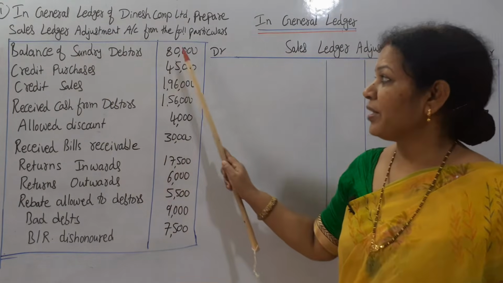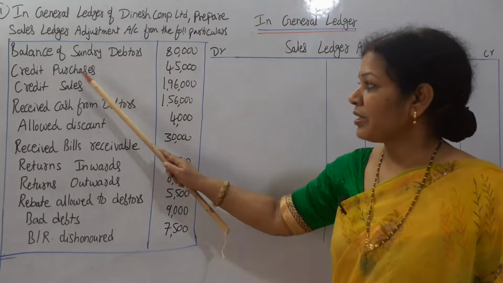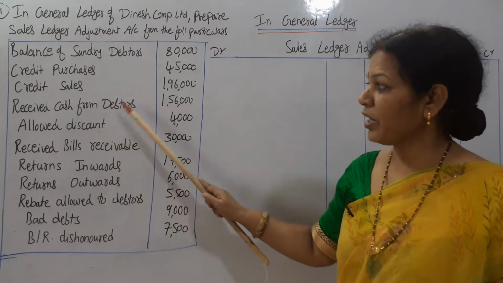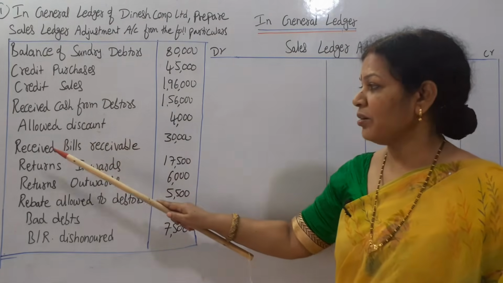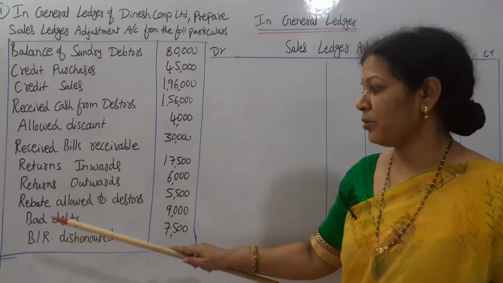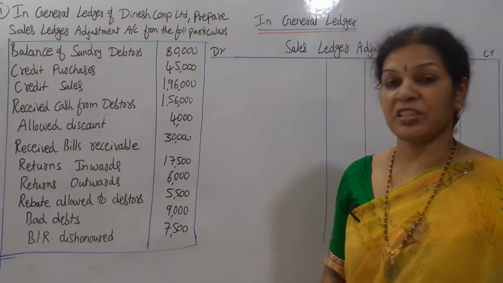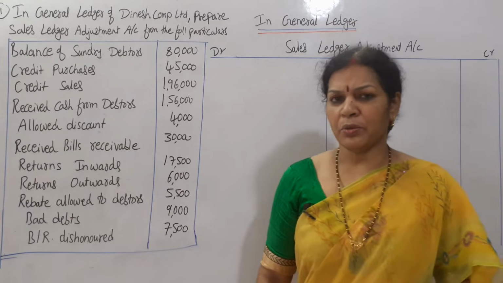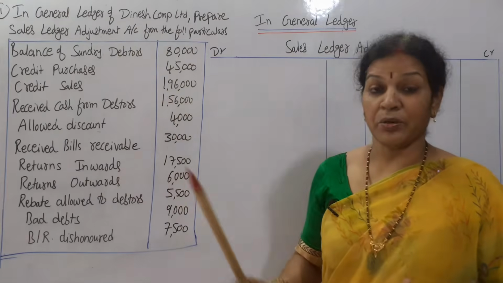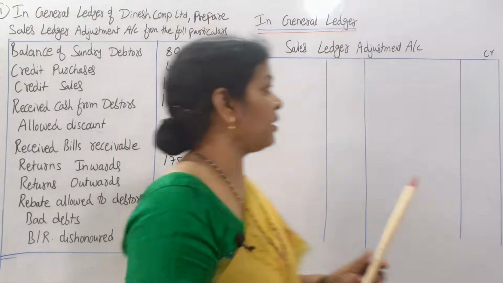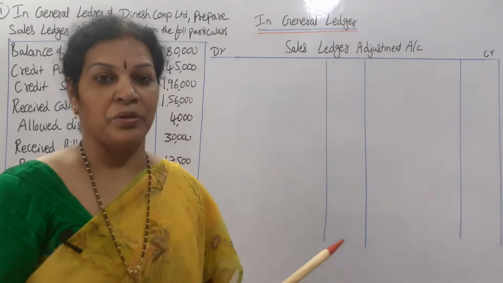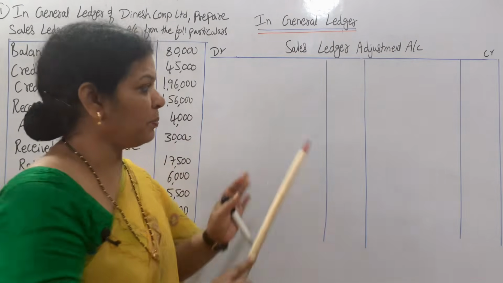Now balance of debtors, certain debtors are given, credit purchases, credit sales, received cash from debtors, allowed discount, received bills receivable, return inwards, return outwards, rebate allowed to debtors, bad debts, bills receivable dishonored. Now what we will do, we have to open the sales ledger adjustment account in the general ledger. What I have done? In general ledger, sales ledger adjustment account, particulars, amount.